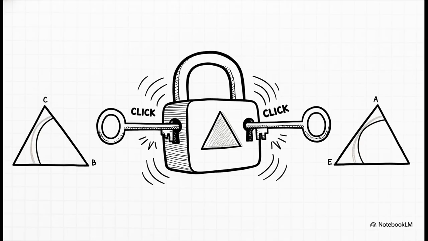I like to think of it kind of like a lock that needs two keys. You find one matching angle, that's your first key. Then you find a second matching angle, that's your second key. And once you've got both keys in the lock, click, you've unlocked it. You've proven the triangles are similar, and now you can do all sorts of cool stuff with that info.